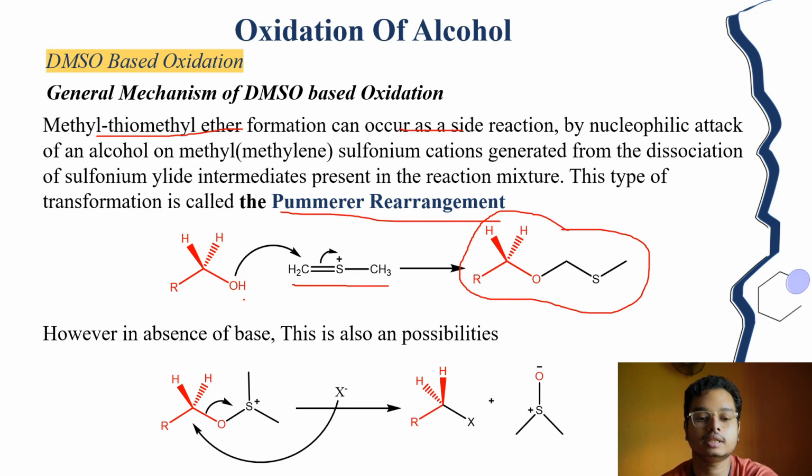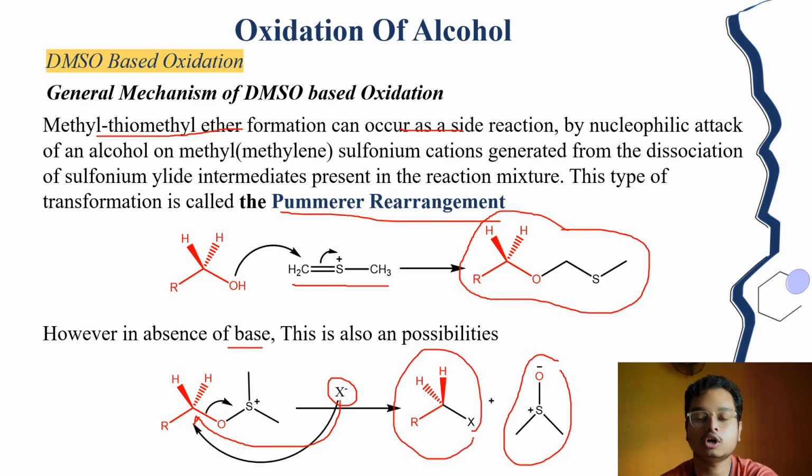Also, if the reaction medium is deprived of base, then a reverse reaction is also possible. Basically, this intermediate is generated. After that, this leaving group gets an SN2 attack here to break this intermediate and give our DMSO back, and we get this new product. So this is also a possibility in DMSO-based oxidation.